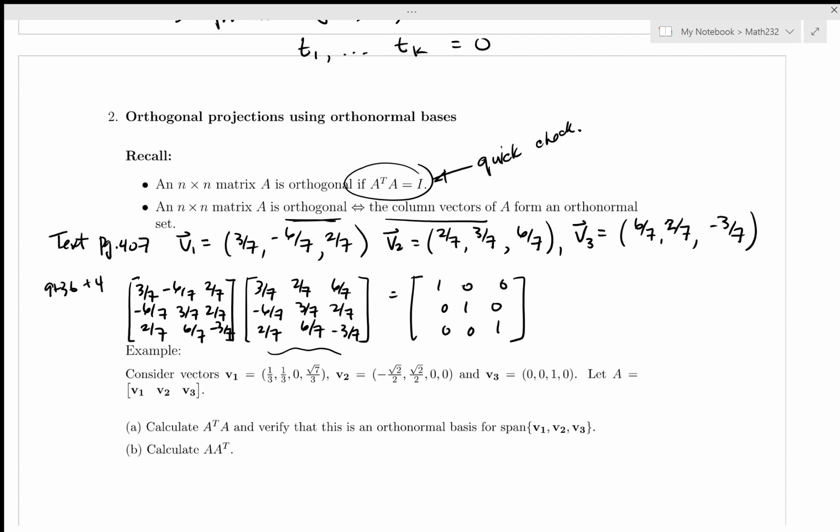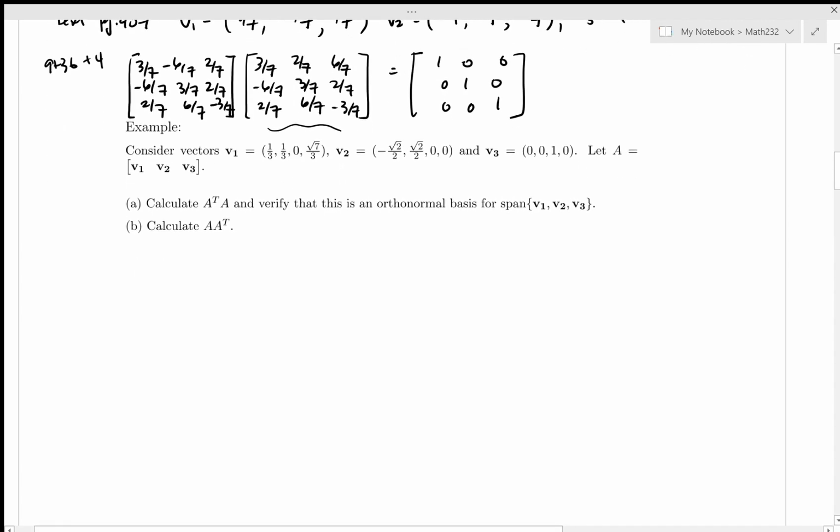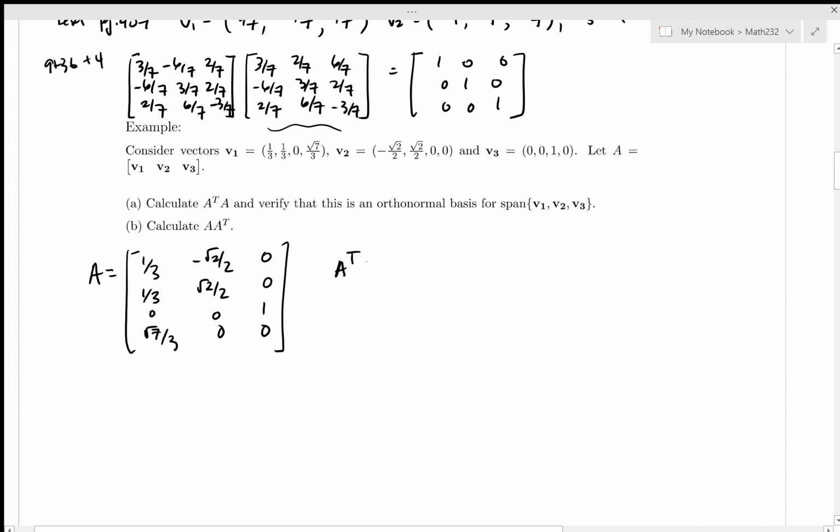Okay. Here's another example. We got 3 vectors, and then we get told to let A be the matrix with those vectors as columns. Not looking like this here, 1/3. This is V1. And then we have V2. And V3. Okay, there's A. And then we know we're going to need this, so let's just write it down here.